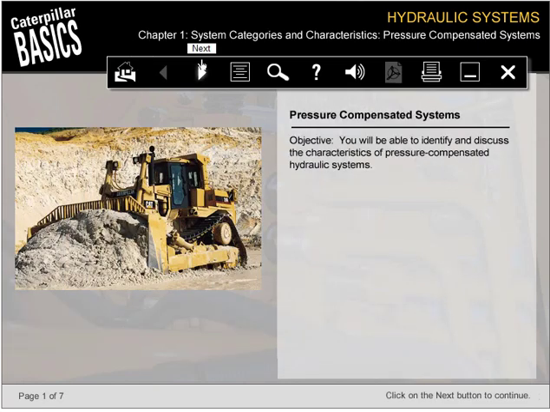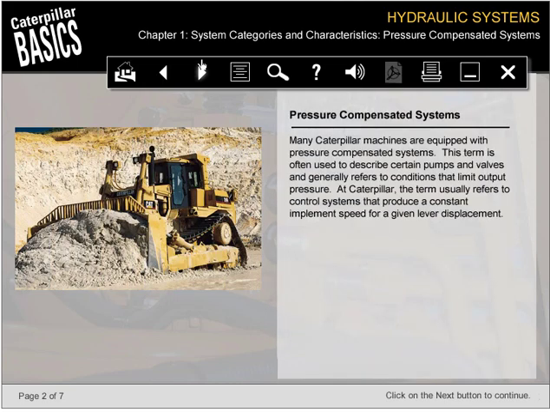Objective: you'll be able to identify and discuss the characteristics of pressure-compensated hydraulic systems. Many Caterpillar machines are equipped with pressure-compensated systems. This term is often used to describe certain pumps and valves and generally refers to conditions that limit output pressure. At Caterpillar, the term usually refers to control systems that produce a constant implement speed for a given lever displacement.